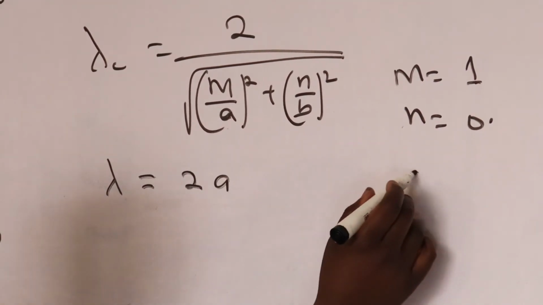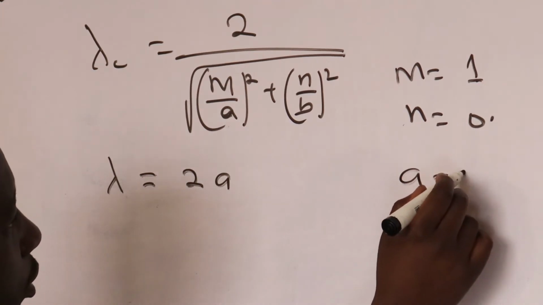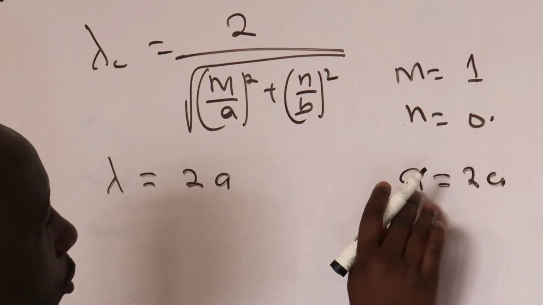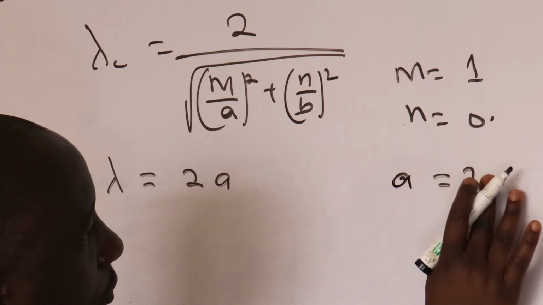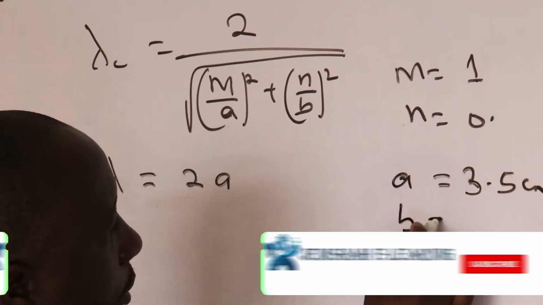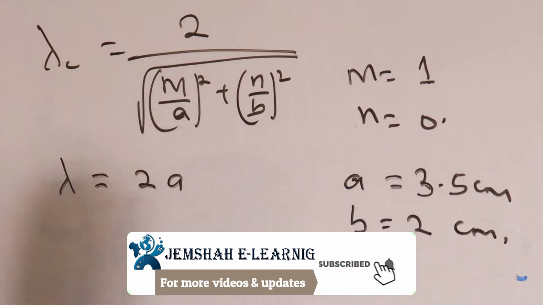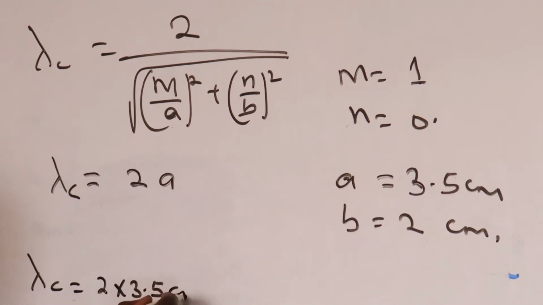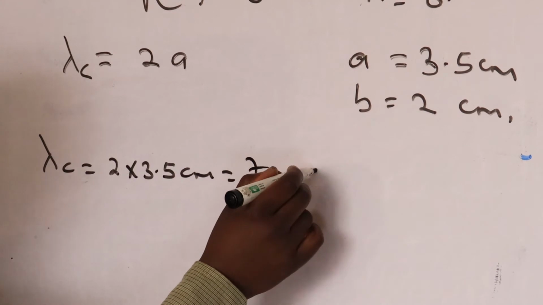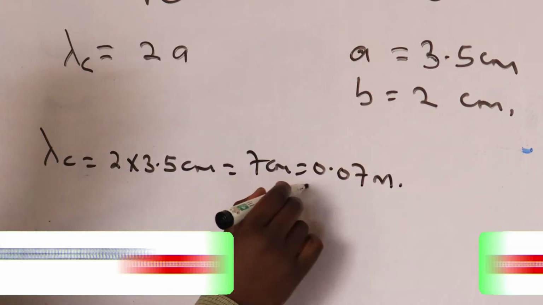And let us take note that a is the longest side, which is 3.5 centimeter, and b is 2 centimeter. We agreed that a is the longest side and b is the shortest side. So from that, we are able to just apply this formula and proceed on. Our cut-off wavelength is 2 times 3.5 centimeters, which becomes 7 centimeters or 0.07 meters.